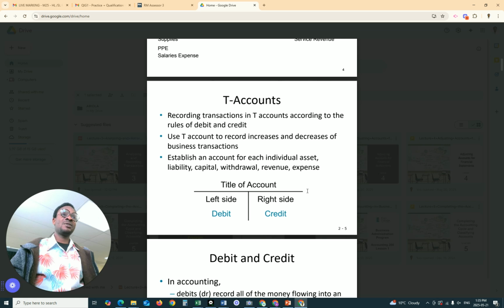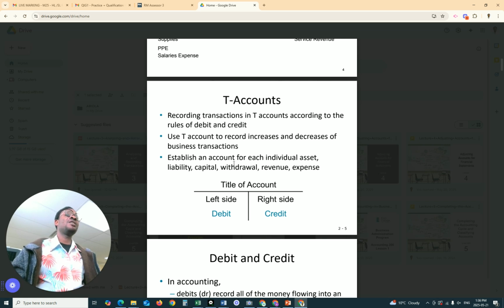The T accounts, from the letter T, as the letter looks, like a table here. So it distinguishes two sides of an account, left and right. So T accounts record transactions according to the rules of debit and credit. When we mention T, we're looking at the left hand side and the right hand side, the two sides of an account of a business. So they are represented by the letter T, which is used to record increases and decreases of business transactions.